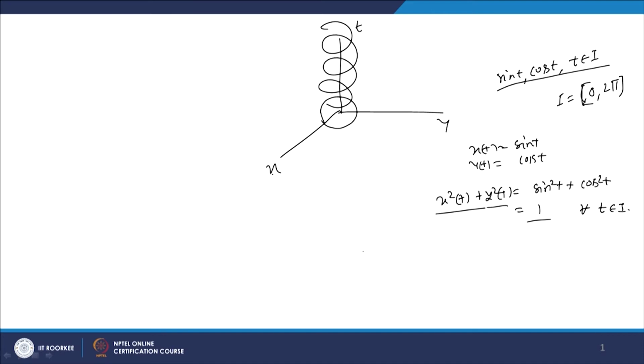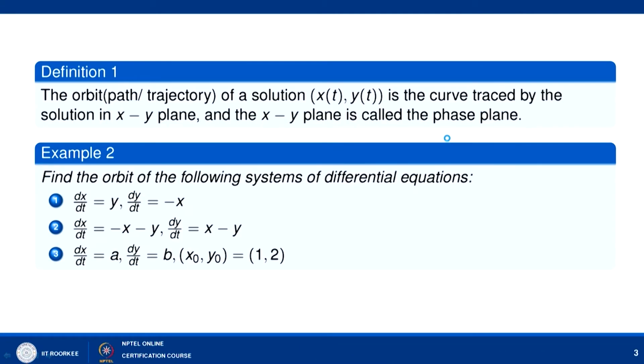So, it means that the trace curve C in the xy plane has a special name, and we call this curve the trajectory or orbit of the solution x and y here. So, we define the orbit, path or trajectory, as follows. The orbit, which is also known as path or trajectory, of a solution x(t), y(t) is the curve traced by the solution in the xy plane, and the xy plane is also known as the phase plane.